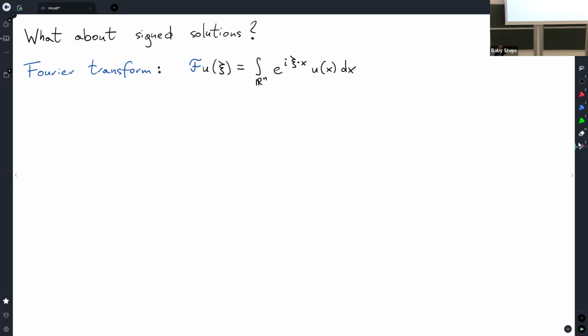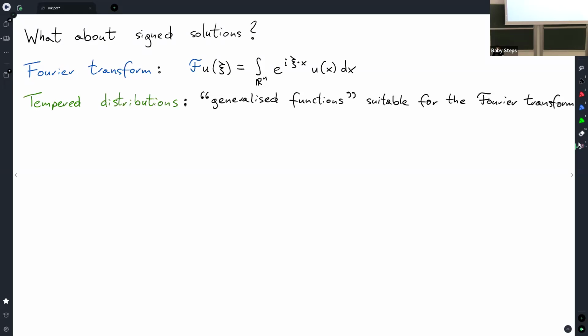First of all, we'll need the Fourier transform. We'll define it in the very usual way for integrable functions, but we'll need to use it for more general objects, namely for tempered distributions. I'm not going to tell you what a tempered distribution is, but it's a kind of generalized function, like a measure or even something more general. It's an object of that kind which is suitable for doing the Fourier transformation.